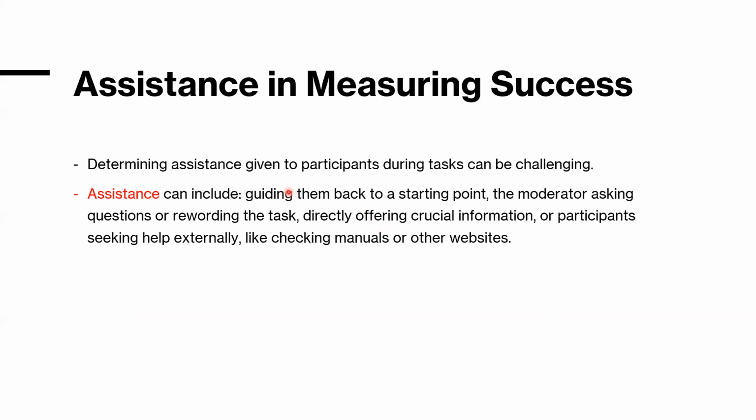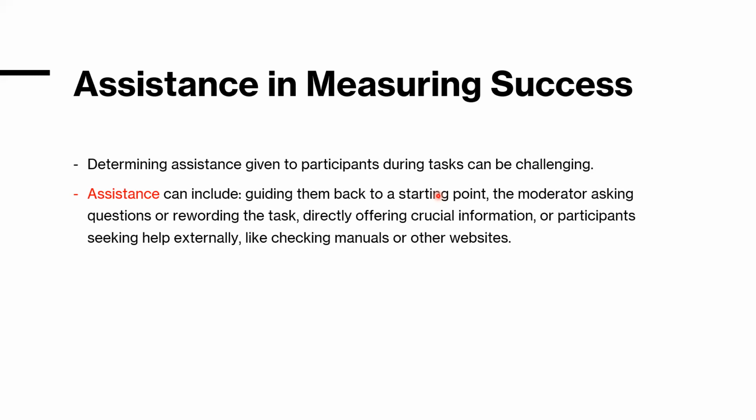Determining the assistance given to participants during your usability test, when users are executing the task, can be quite challenging, right? So what kind of assistance can it include? Okay, you will not provide any assistance. It can be a part of your protocol, or maybe moderators can suggest participants look at the documentation, the help, and so on, or maybe repeat the instructions again.